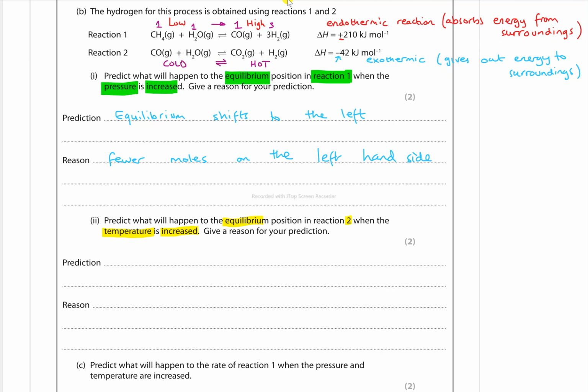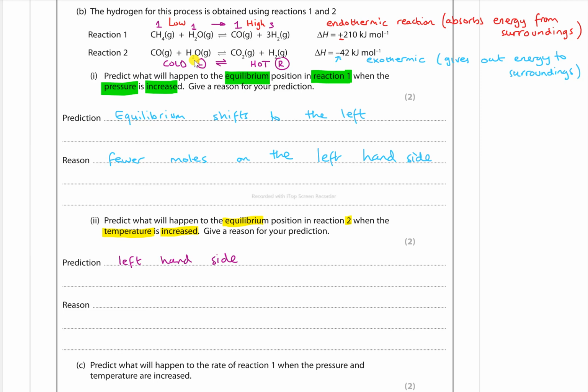There's the equilibrium. So now if you increase the temperature, the system wants to go back to normal, so it wants to go to the colder side, it wants to go to the opposite side, so it'll go to the left, it will shift to the left because that's the colder side. So equilibrium will shift to the left hand side.